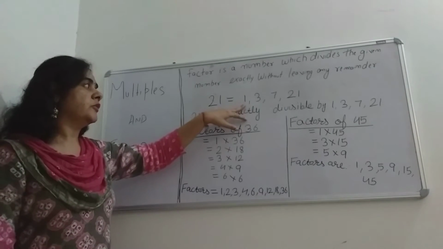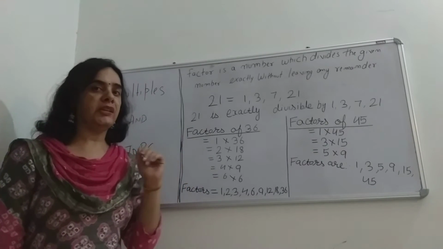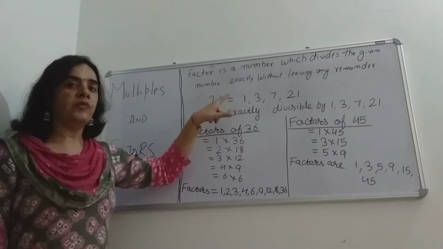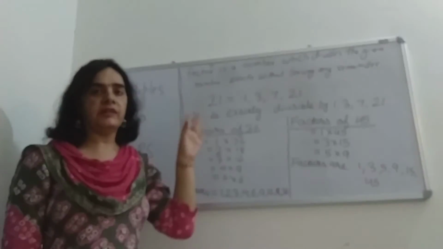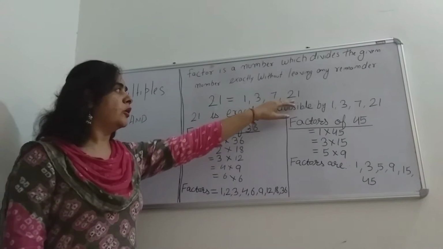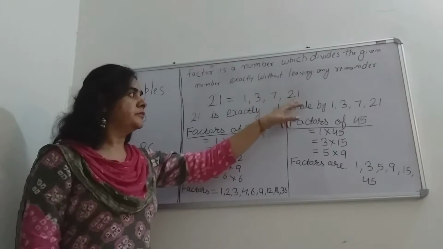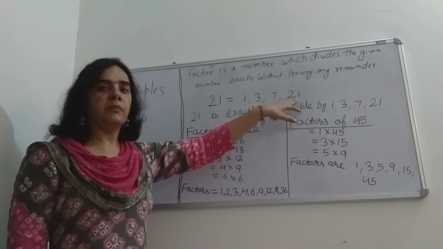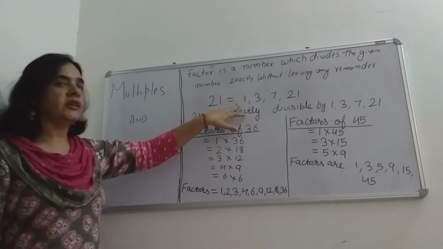So first of all, 1 is a factor of every number. Whenever you have to write the factors of any number, first number will be 1. And second thing is, every number is a factor of itself. Suppose you have to write the factors of 21. So 21 will also be a factor of 21. So these two numbers are important. 1 is a factor of every number, and the number itself is a factor of the given number. So first factor is 1.